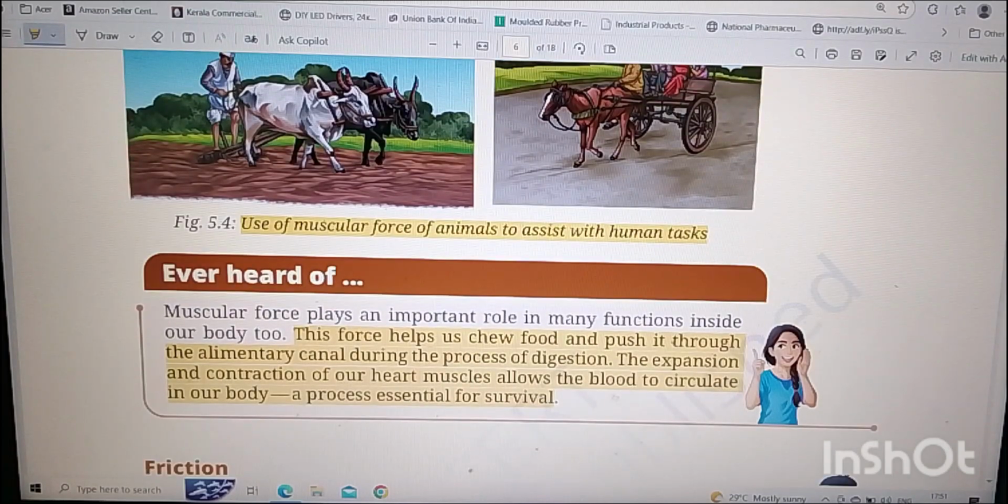Several day-to-day activities, like chewing food and pushing it through the alimentary canal during the process of digestion, are all examples of muscular forces acting. The expansion and contraction of our heart muscles allows the blood to circulate in our body. All these essential survival processes are carried out due to muscular force only.